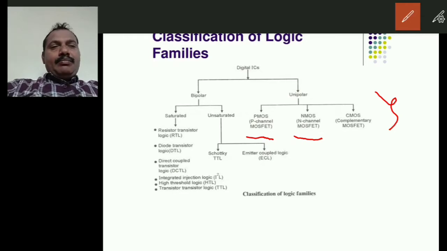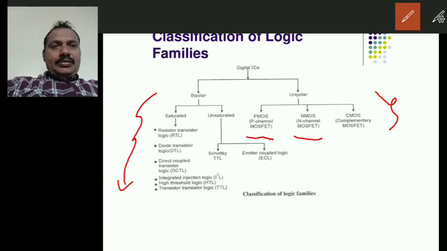Whereas in the BJT, which is used in the bipolar section, both holes and electrons are conductors. And the PMOS is P channel metal oxide semiconductor. N channel, NMOS, N channel metal oxide semiconductor. CMOS is complementary metal oxide semiconductor. So this is unipolar.